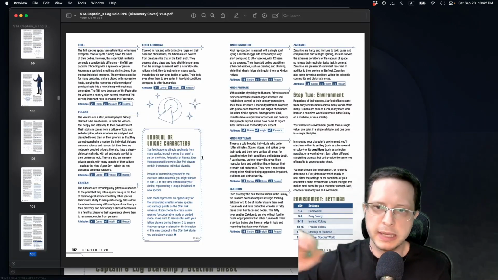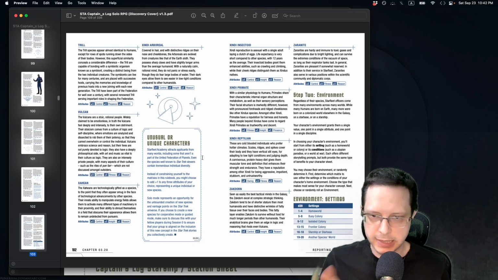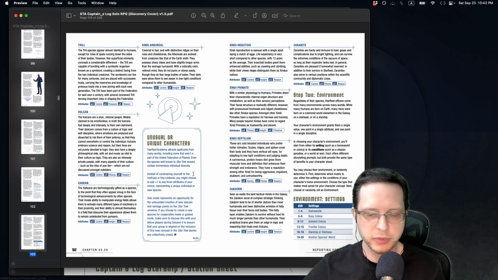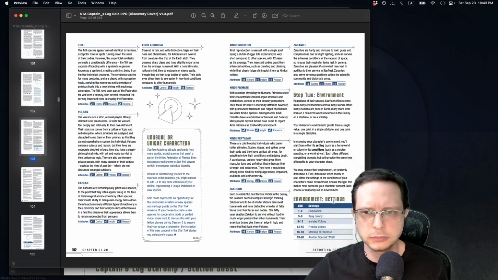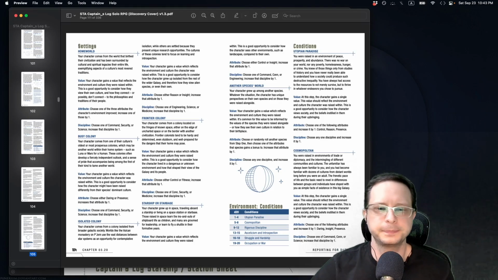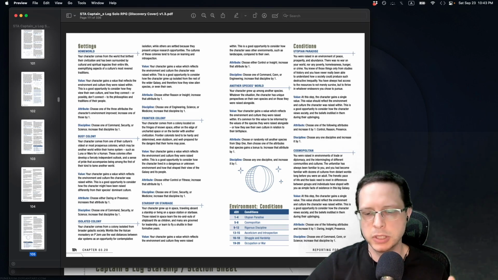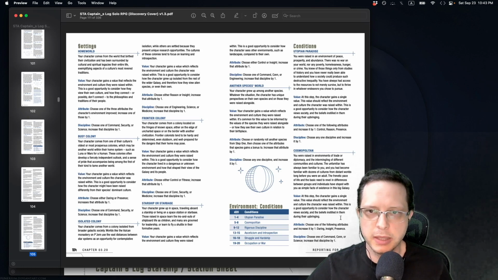Again, step 2 is environment. So we're going to roll on a randomized table that will tell us about the specific situations that we grew up in, which we can do as a setting or as conditions. In the original, you just had settings. You didn't have conditions. I really like these conditions, so I'm going to go ahead and roll on this.